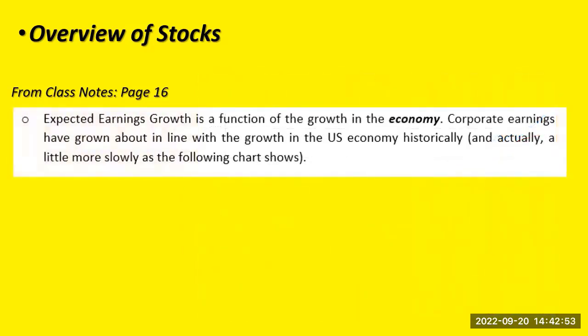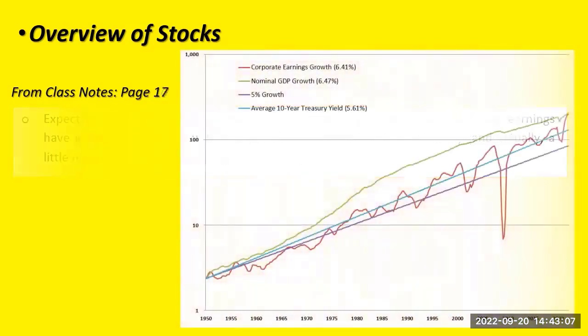And then I said, well, if stocks are going to give you dividend yield plus earnings growth, how do we estimate earnings growth? Well, corporations can grow their earnings a lot faster than the economy without taking over the economy. So I showed you a chart that shows that corporate earnings here recently have been right in line with economic growth. Economic growth has been 6.47%. This is back to 1950. Corporate earnings growth has been 6.41%. But you notice most of the time corporate earnings growth was slower than the economy.